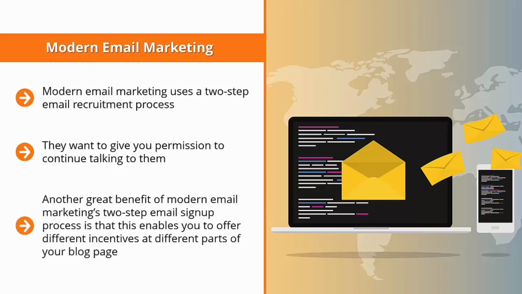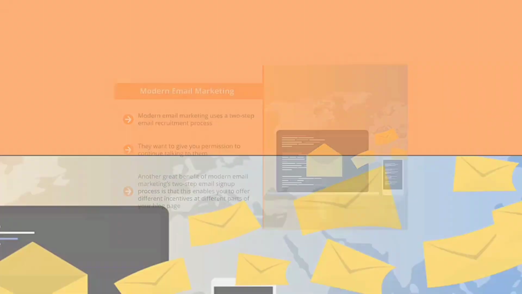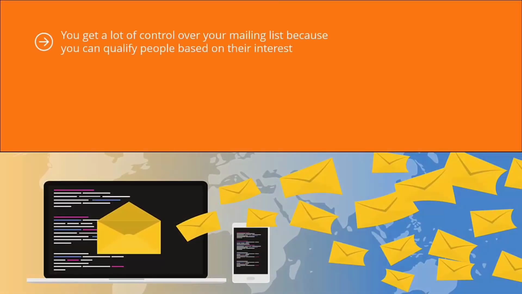Another great benefit of modern email marketing's two-step email sign-up process is that this enables you to offer different incentives at different parts of your blog page. When people load your content, they see different ads for different lists. When they read the ad, they learn about the value that the list would deliver, and then they click through to join that list. You get a lot of control over your mailing list because you can qualify people based on their interest. Different people with different needs would sign up to different lists.